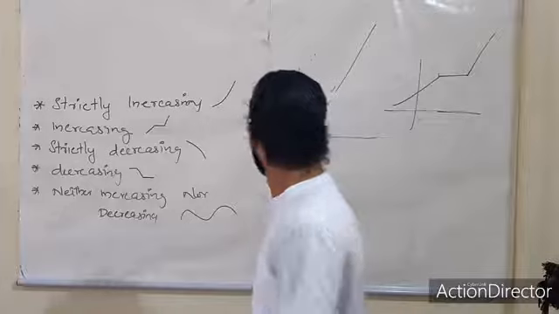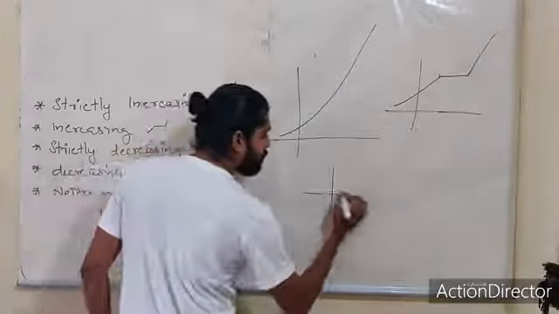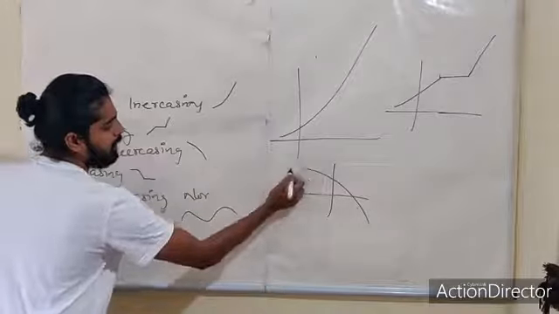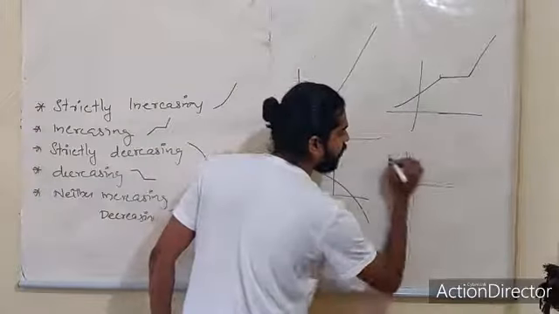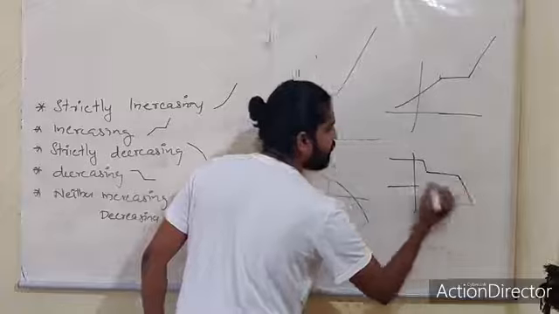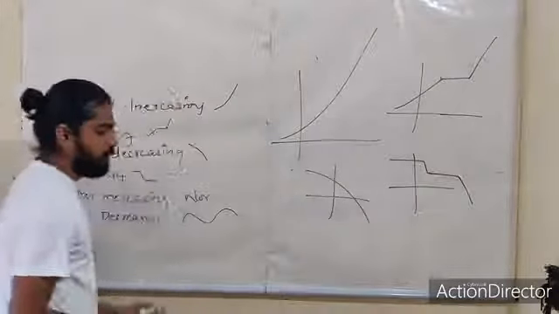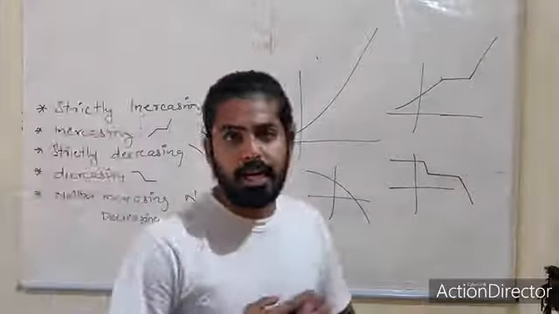Like that, strictly decreasing means if the graph always goes down, then this is strictly decreasing. And suppose in between, it makes a horizontal line like this, okay, then this kind of function is decreasing, and at some points there is a horizontal line. So this kind of function is a decreasing function.